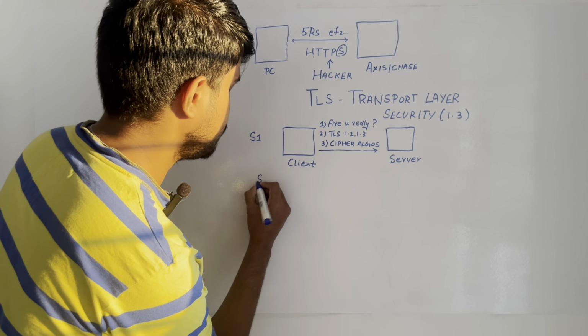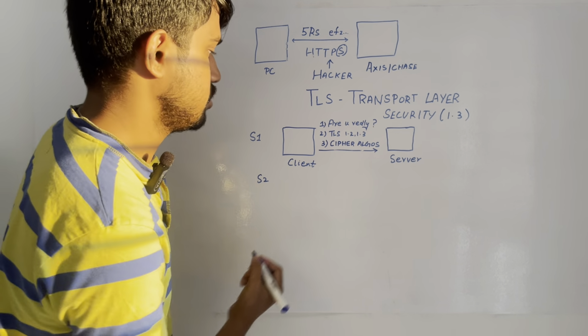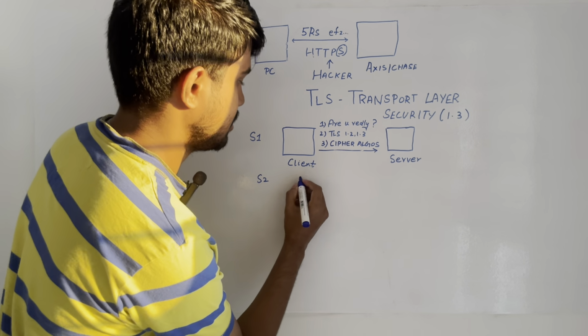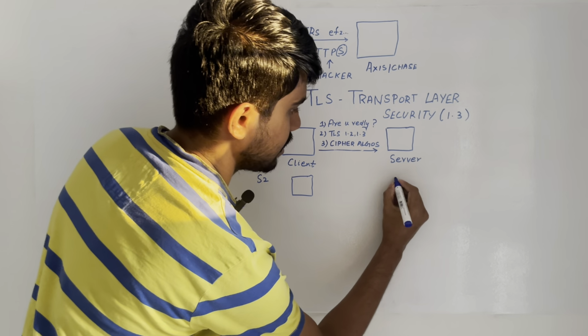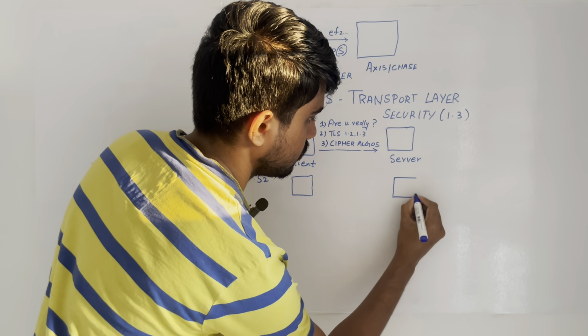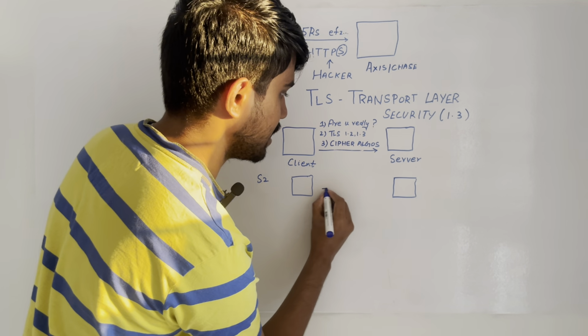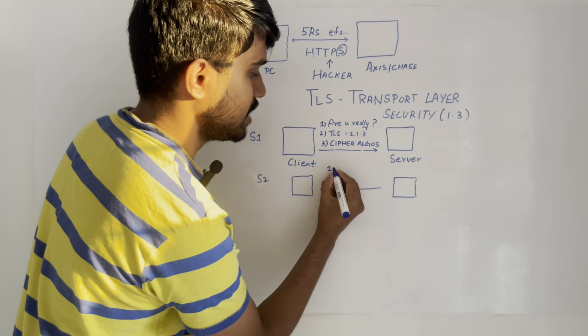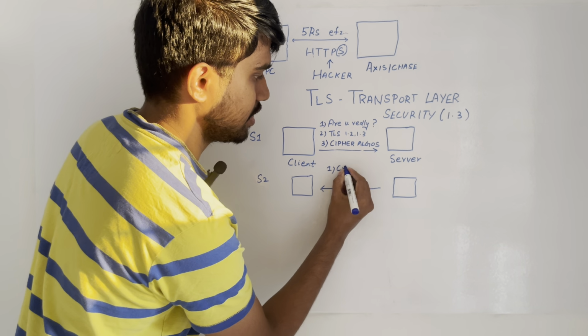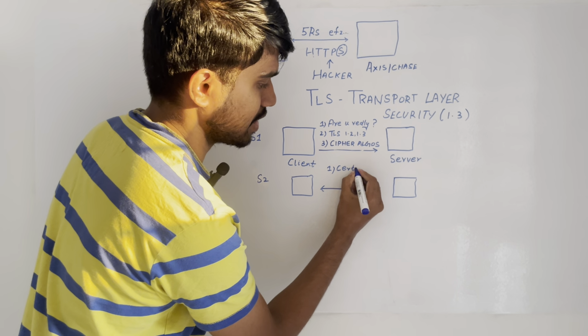So in step 2, you have a client here and a server here. Now the server will reply. For the first one, it will give you a certificate: yes, I am really Axis Bank or Chase Bank.